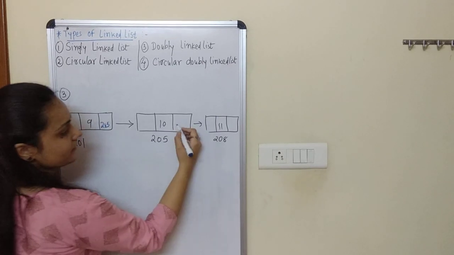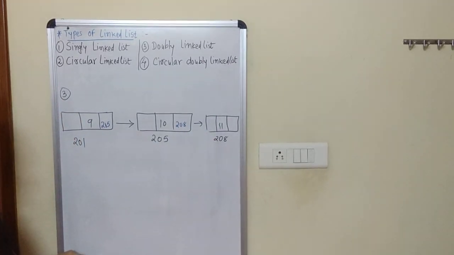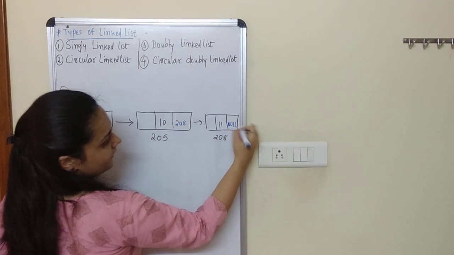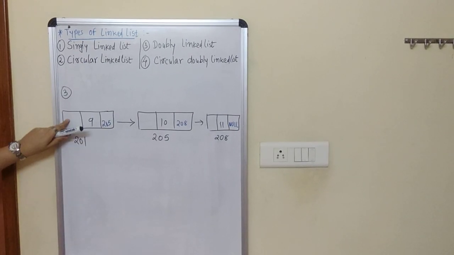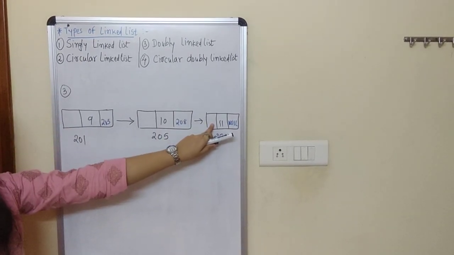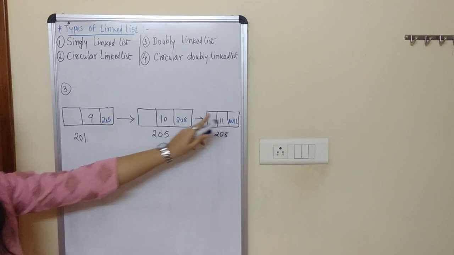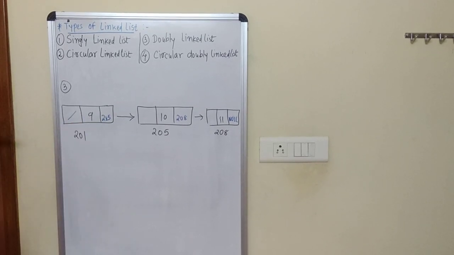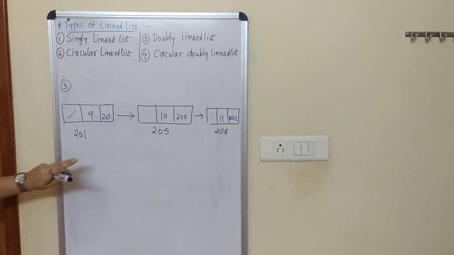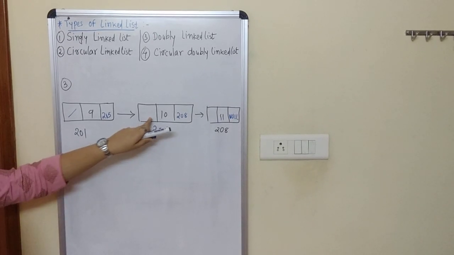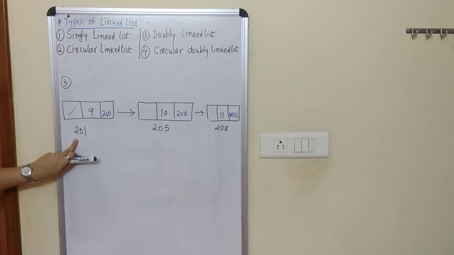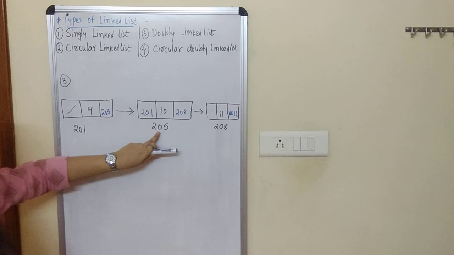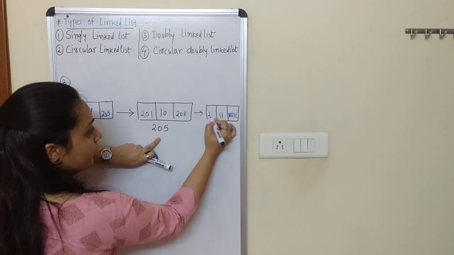Here I have to write the address of the next node, that is 208, and here there is no other node in the next, so I should write null over here. Now here the section is the address of the previous node, right? So here there is no other node in the previous, so I have to just leave a blank space, or write a slash over here. Fine. Now here the address of the previous node is 201, so I have to write 201 over here, right? And here the address of the previous node is 205.